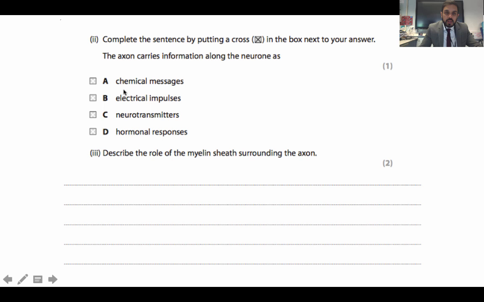Complete the sentence below by putting a cross next to the answer. The axon carries information along a neuron as, well, it's not chemical, it's electrical. Even though chemicals and neurotransmitters are involved, it says specifically along the neuron. Describe the role of the myelin sheath. We say it insulates the axon. Yeah? And why is that useful?